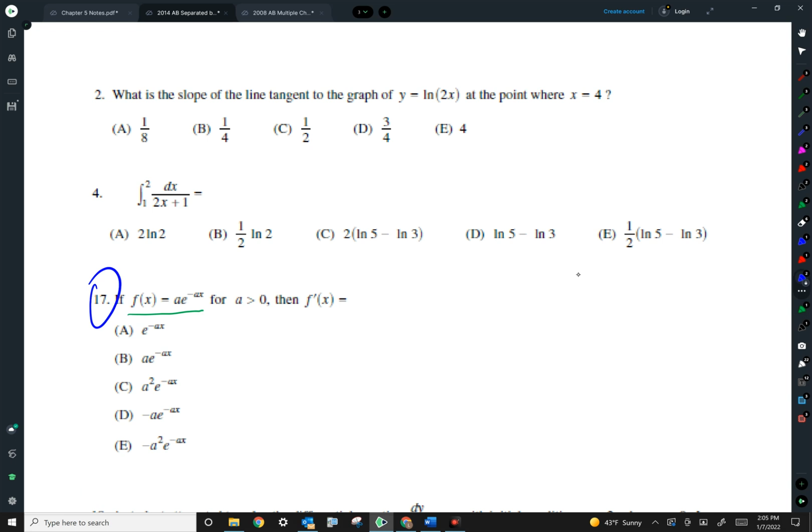And that for a greater than 0, okay, whatever. I don't care about that. Find the derivative. Okay, don't look at the choices. See what you think. Remember, a is a constant. X is your variable. See what you think.